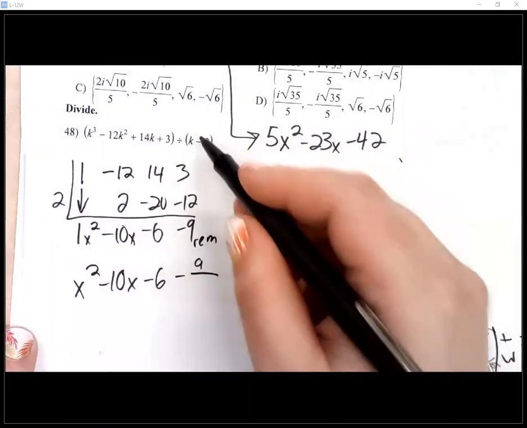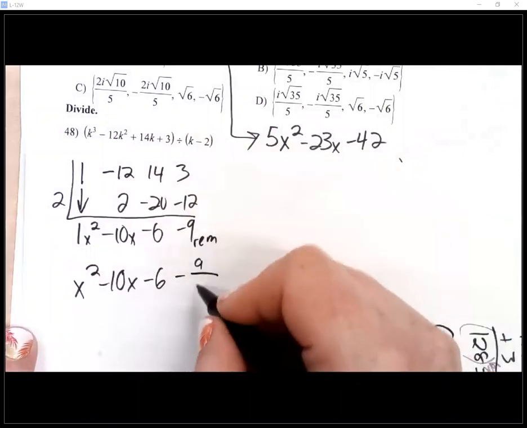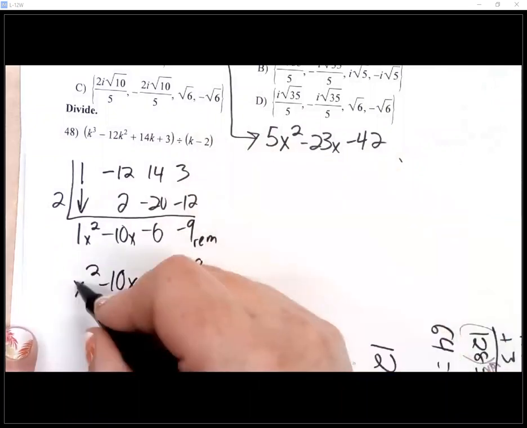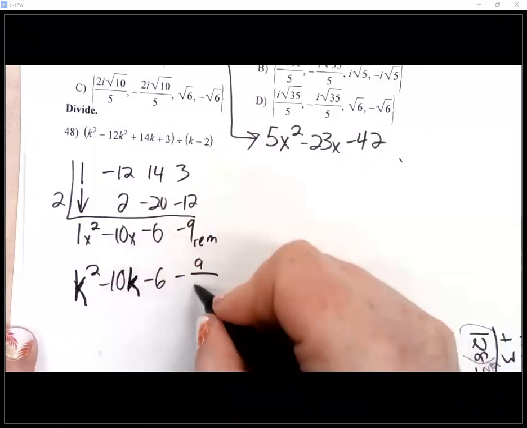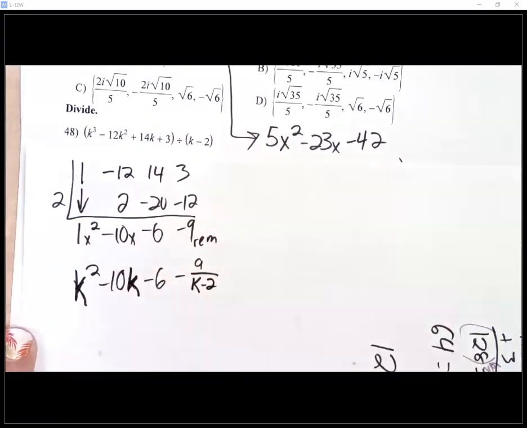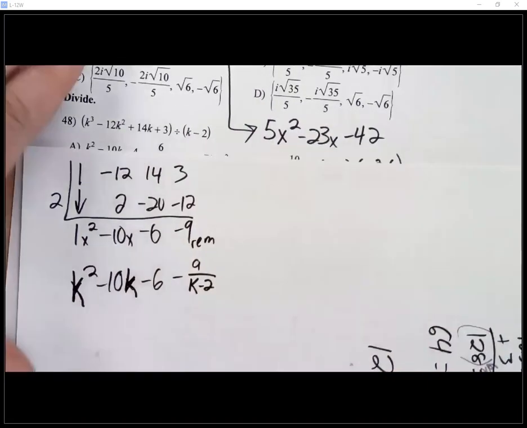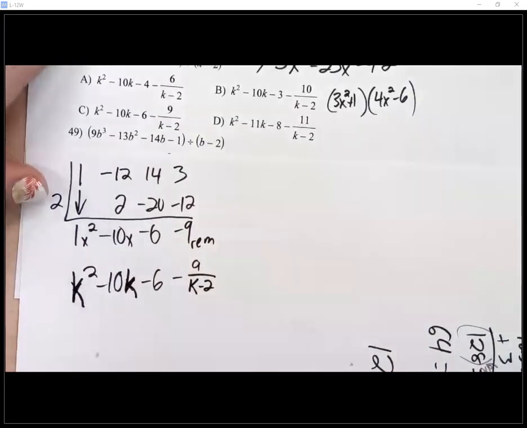Oh, they're x's. I've been, they're k's. These should all be k's. So this would be k minus 2. And that whole thing should be our answer. Is that a choice? Looks like C.